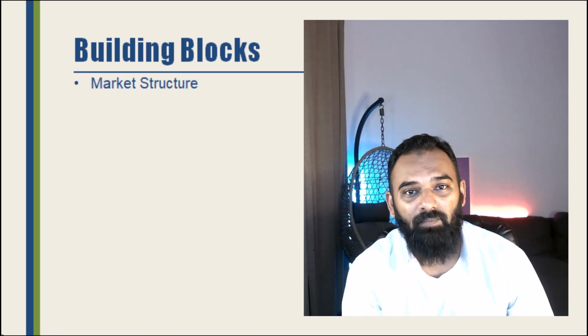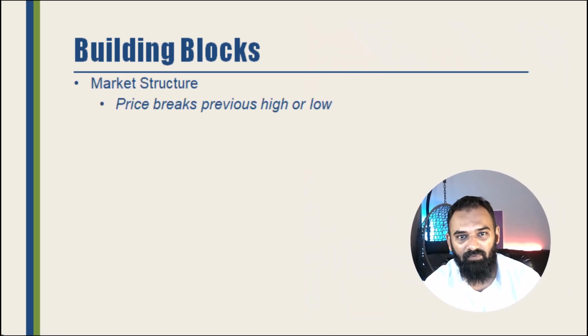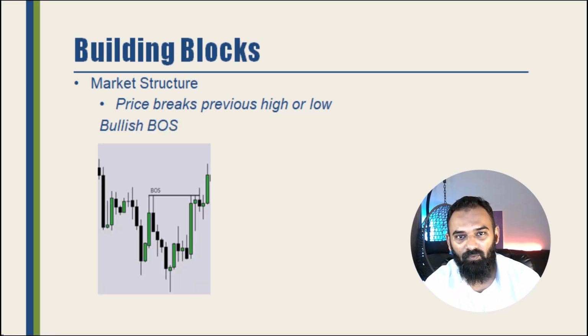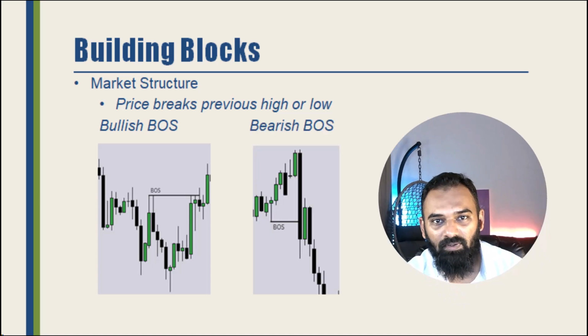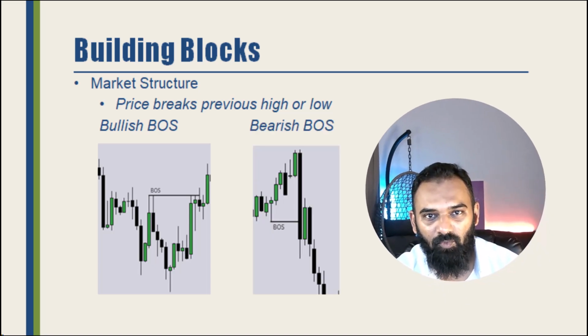So the first is market structure. When price breaks a previous high or low, we call it a break of structure. If price forms a new higher low and takes out the previous high, it's a bullish break of structure. If price forms a lower high and breaks a low, that's a bearish break of structure. This shows the momentum is shifting.